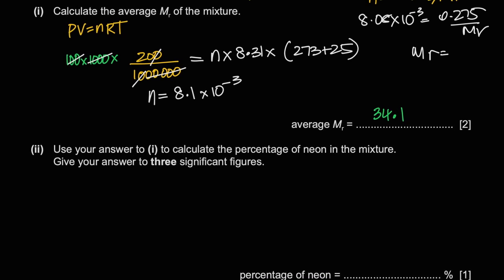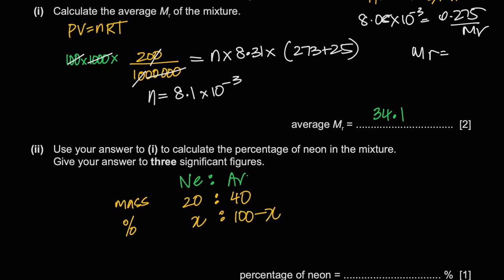Now, that part was using PV and RT. Then they're saying, using this answer, find the percentage of neon. Well, that's a fun bit, because it's neon and argon. And if the mass of neon is, what would neon's mass be? Is it 10? 20. And argon's is 40. And if neon's percentage is X, then argon's will be 100 minus X. And the average MR would be 20 into x plus 40 into 100 minus x over total percentage, which in this case is 100, and that equals 34.1.